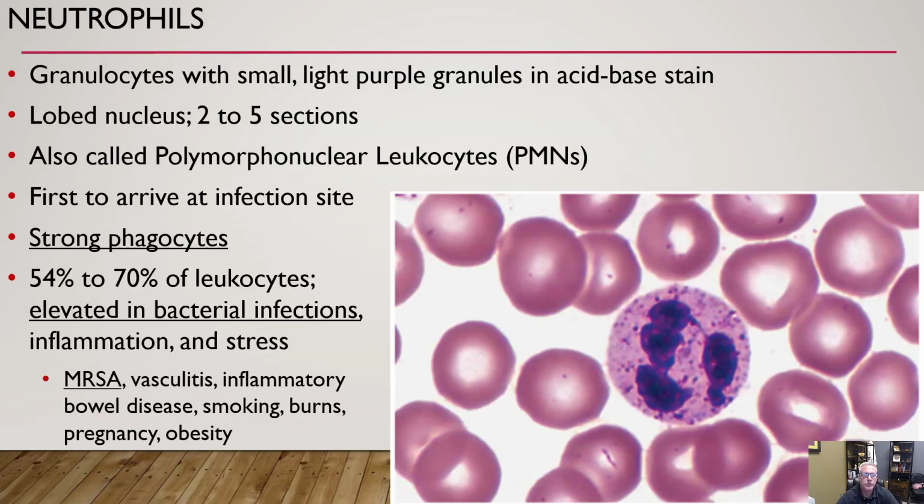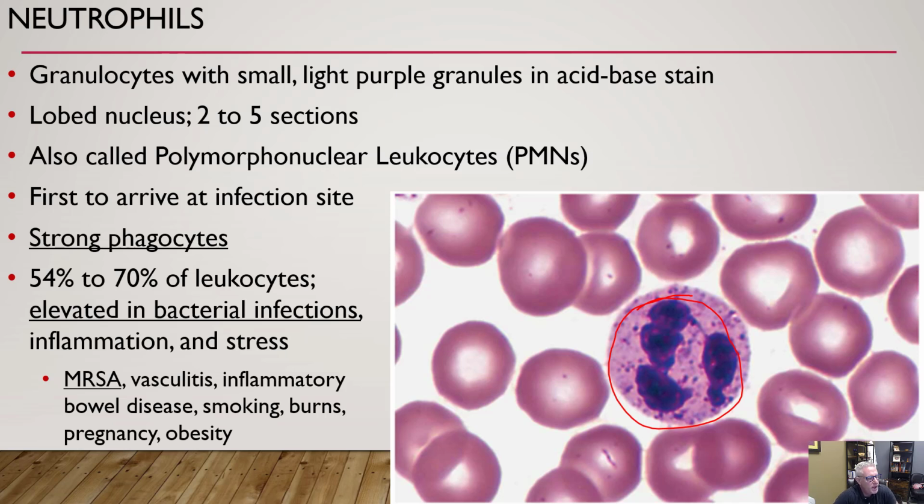All right, neutrophils. Remember, neutrophils are granulocytes, and they're going to look purpley when they're stained under the microscope. They have multiple lobes, their nucleus does. So you can see that there's like 2 to 5 lobes. We also call them polymorphonucleoleucocytes, or PMNs. You don't need to know that.